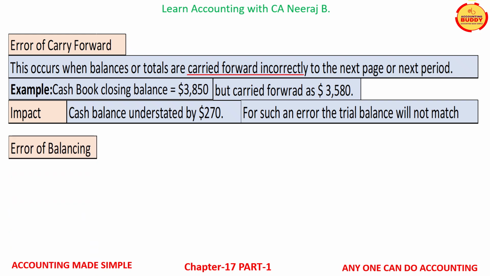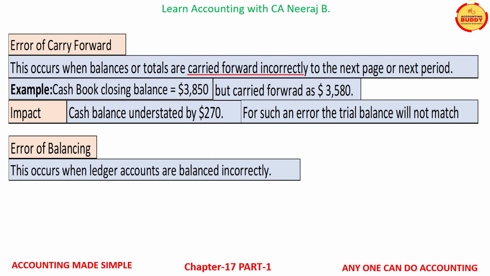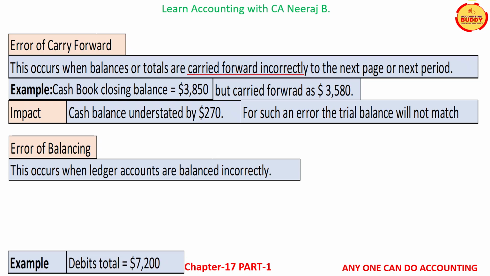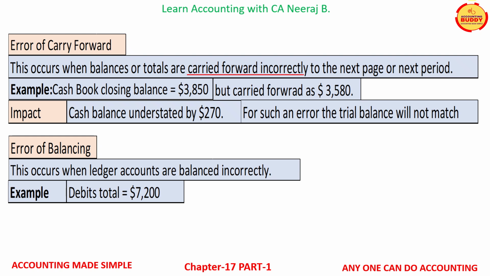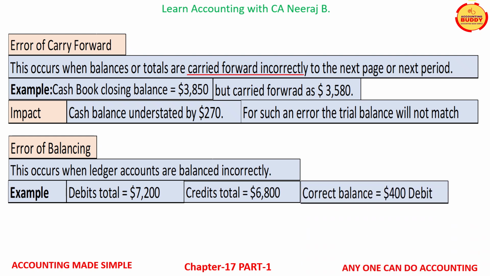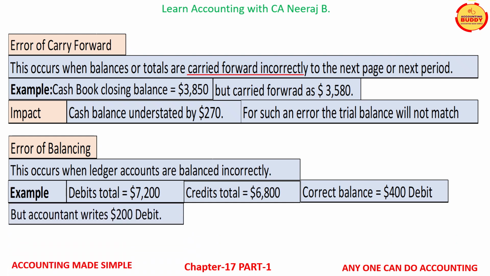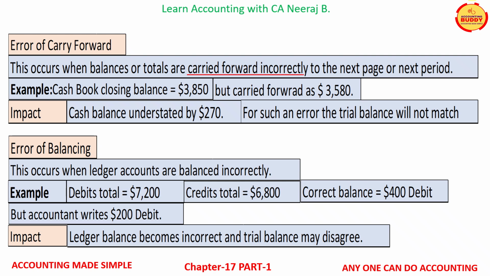Error of balancing is another type of error of commission. This error occurs when the ledger accounts are balanced incorrectly. For example, if the debit total of an account is $7,200 and its credit total is $6,800, therefore the correct net balance will be $400 debit. However, the accountant by mistake writes it as $200 debit. The impact of such an error in this example will be that the ledger balance becomes incorrect and the trial balance may disagree.